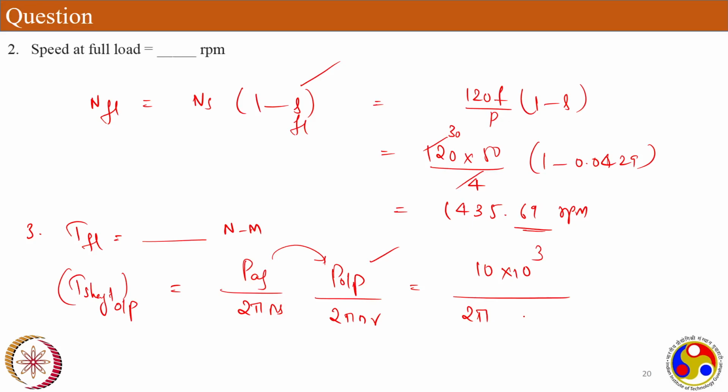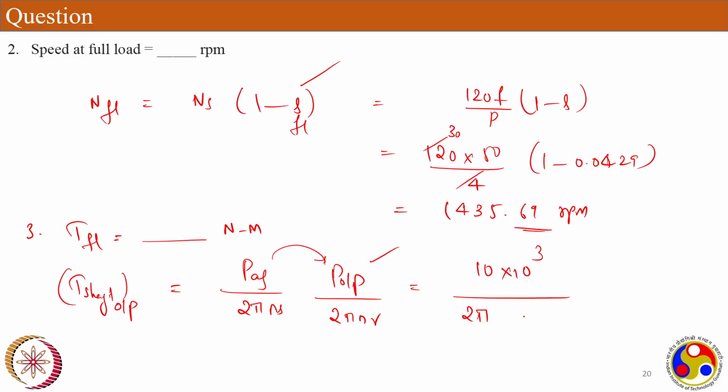Now it's the maximum torque you are asked. You can go with the formula, but in the question itself it was given that T max is 2 times the full load torque. So you already calculated your full load torque, that is 66.5 Newton meter. So 2 times will be 133 Newton meter.